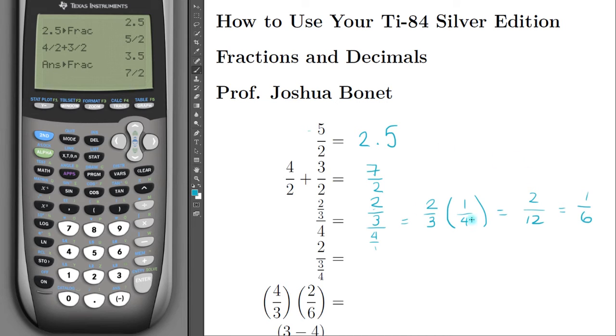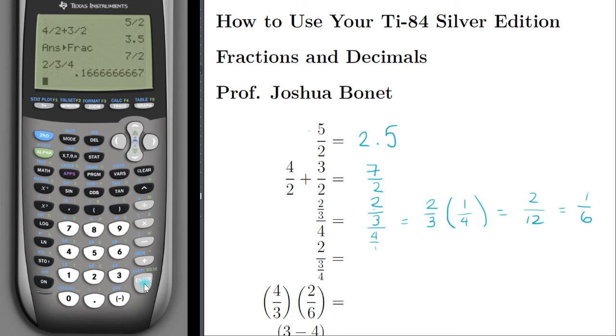Now, what happens in the calculator if I write 2/3 divided by 4 without parentheses? So imagine that I want to write 2/3 divided by 4. So 2 divided by 3 divided by 4. You get that, and I want to know what the fraction is. 1/6. Okay.